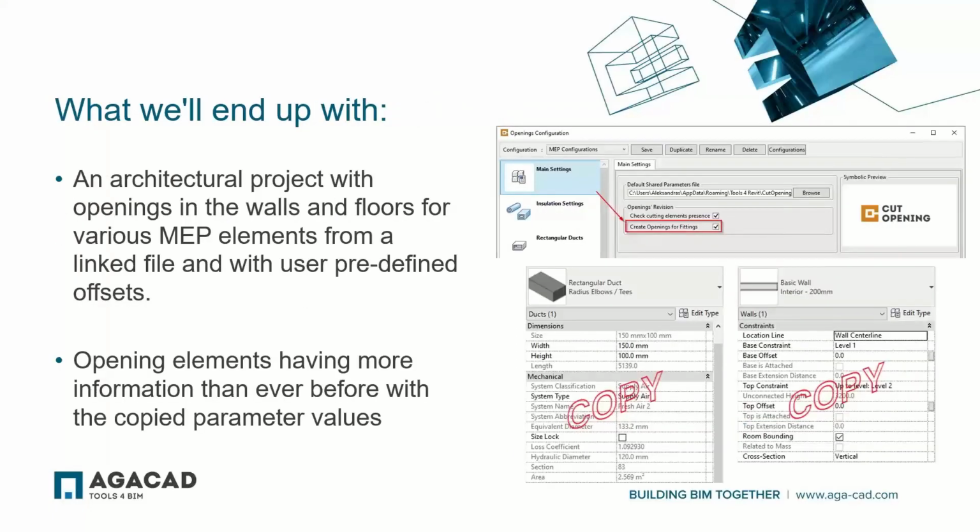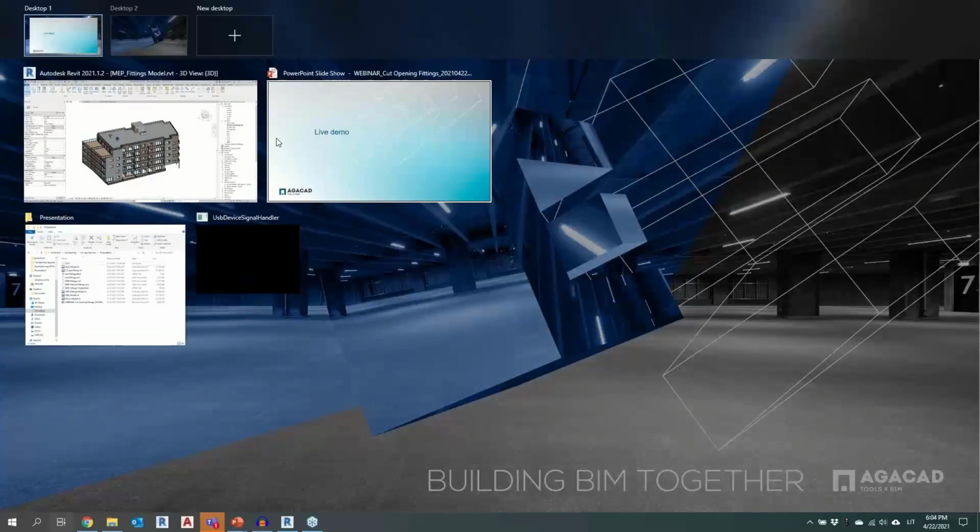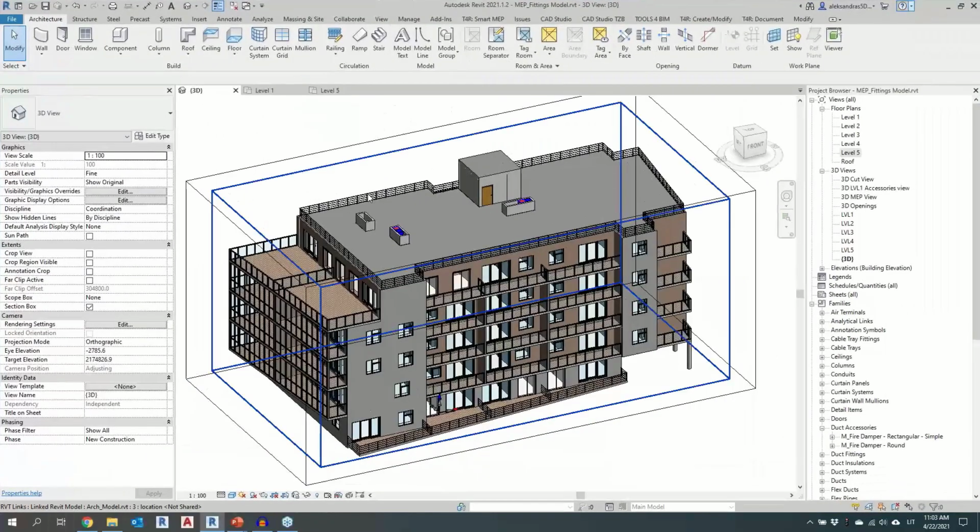And at the end of the webinar, we will of course end up with the architectural model with real openings for different elements. As well as that, in those openings, we'll have some information copied from two categories, MEP and structural elements. Let's not waste time and jump to the model.